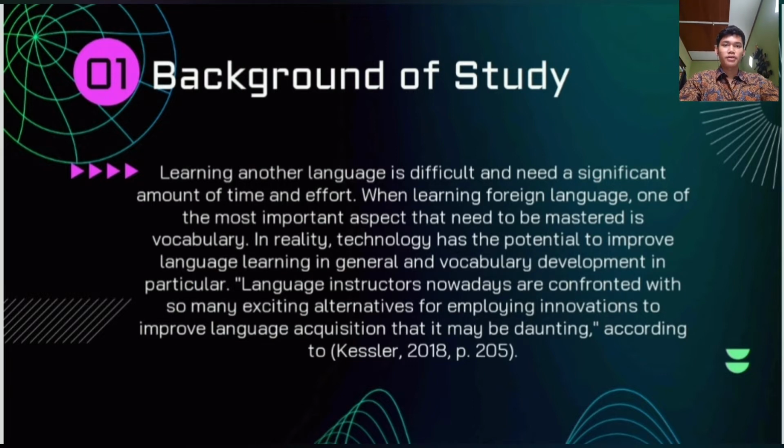So I found out that learning another language is quite difficult and needs a significant amount of time and effort. When learning a foreign language, one of the most important aspects that needs to be mastered is vocabulary. Technology can help to meet these needs and speed up the process. In reality, technology has the potential to improve language learning in general and vocabulary development in particular.